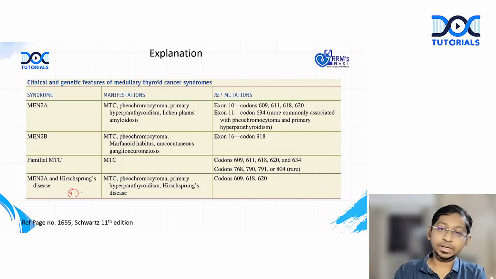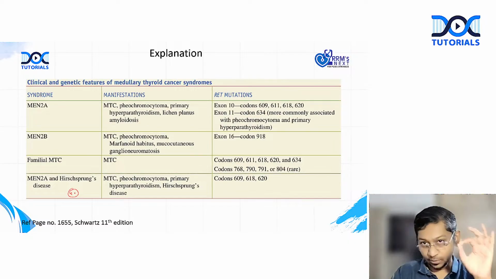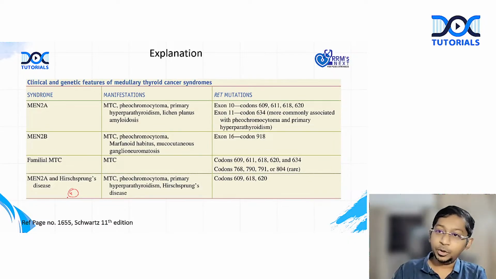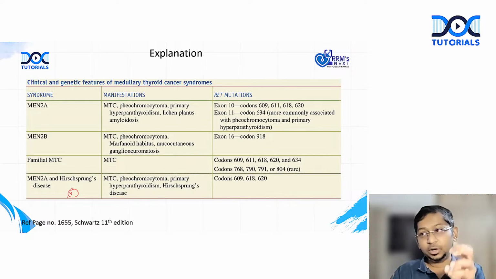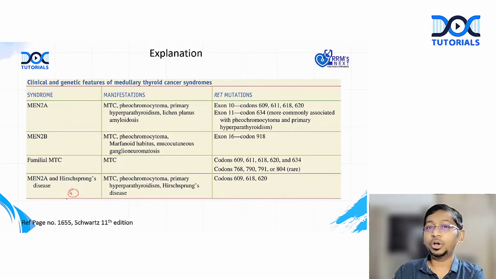Now, as I already mentioned, MEN 2B is specific for codon 918. In the clinical scenario of MEN 2A syndrome with Hirschsprung disease, the codon number involved is 620, and the locus is chromosome number 10, that is the RET proto-oncogene here.